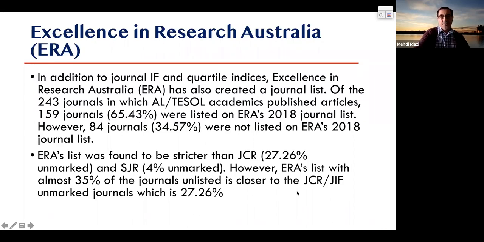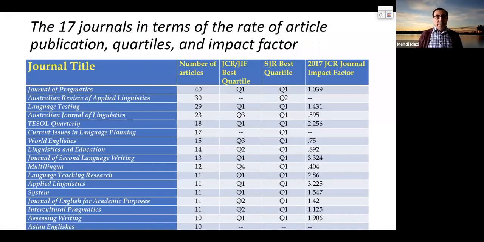However, ERA's list, with almost 35% of the journals unlisted, is closer to the JCR unranked journals, which had 27% as unranked. It was interesting to see which journals received the highest number of publications, and therefore, based on the ranking that we did, this is a list of 17 journals that had a publication of 10 articles or more.